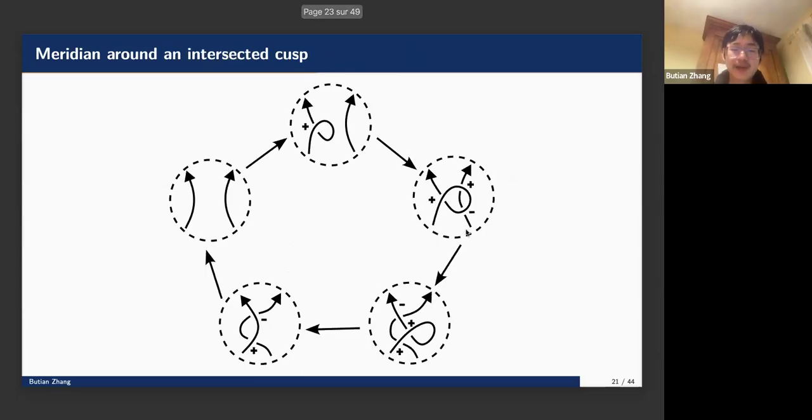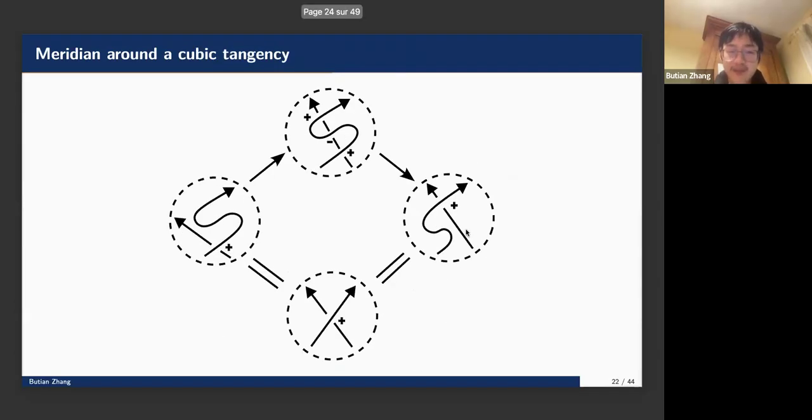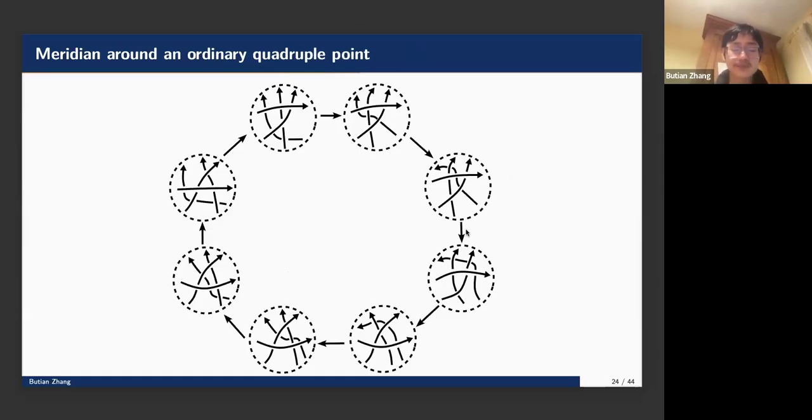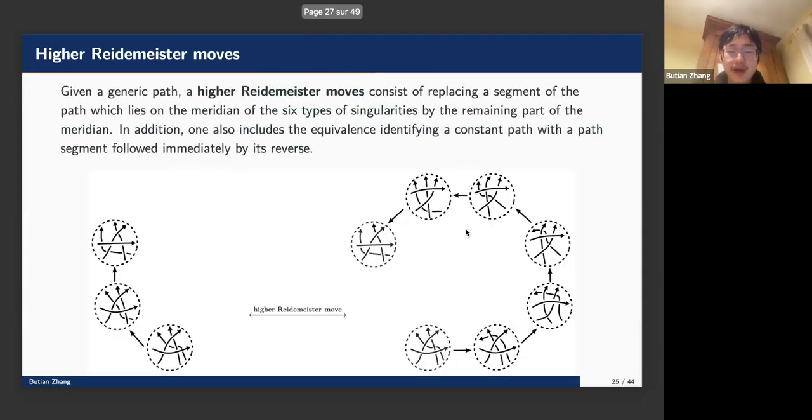Here is a meridian around the intersected cusp, meridians around cubic tangency and rhomboidal cusp, and the most complicated, the ordinary quadruple point. By studying these singularities, we will have higher Reidemeister moves for the path homotopic paths.